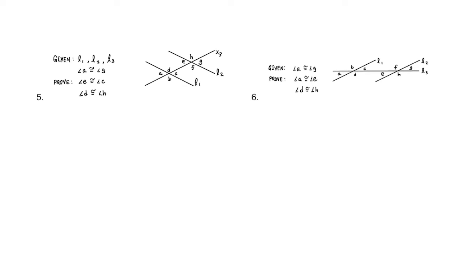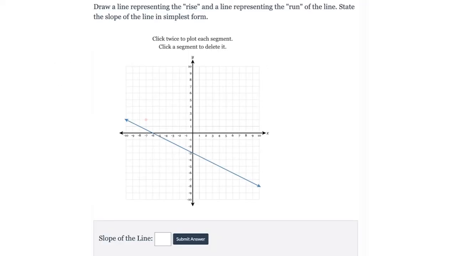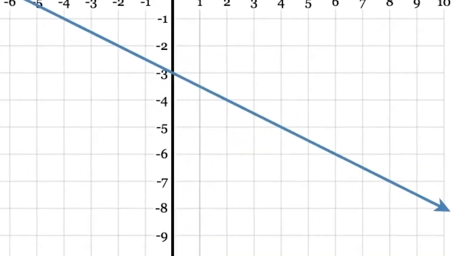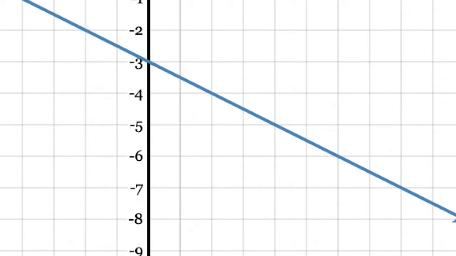Let's take a look at this Delta Math assignment. For Delta Math, you're going to have a number of problems assessing your understanding of coordinate geometry. It says, draw a line representing the rise and a line representing the run of this line. State the slope of the line in the simplest terms. All right, so what is the slope of this blue line? Well, that's a great question.